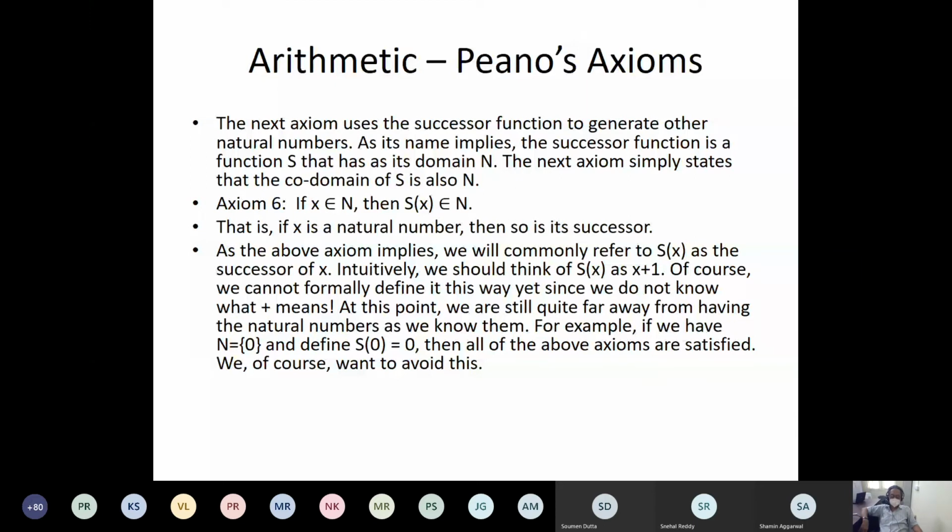For example, if we have N equal to {0} and define S0 equal to 0, then all the above axioms are satisfied. We, of course, want to avoid this. If I say S0 equal to 0, then you will never get out of 0. So we need another axiom for that.